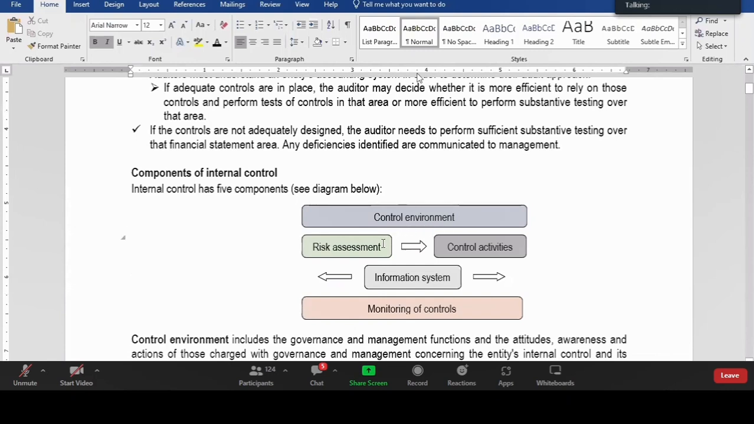In an entity, the control environment is the top level. Let's say the board. Then, any system has risk assessment, because managing an entity means managing risks. To manage these risks, we put in place control activities. Then we have to put in place an information system to run the business. And then we have to monitor the controls. So those are the 5 elements which are in ISA 315.